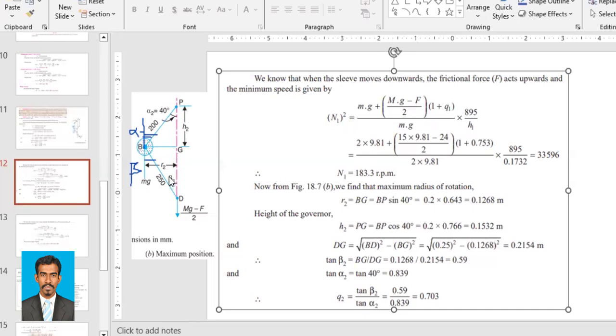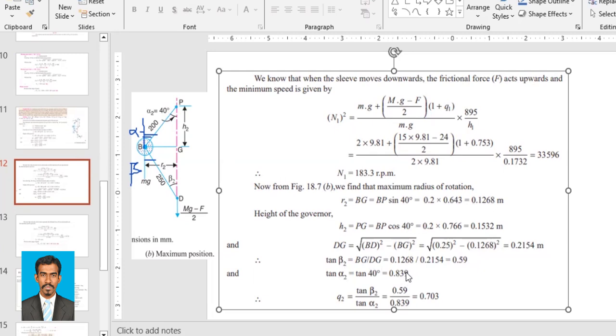Based on this, we can find tan beta. Already with the data, we can find tan alpha, so we can find Q, right? So tan beta 2 is equal to BG upon DG. BG is R2, that is 0.1268 meter, upon DG, which we have found, 0.2154 meter. So tan beta 2 is equal to 0.59, okay? And tan alpha 2 is tan 40, which is equal to 0.839, okay?